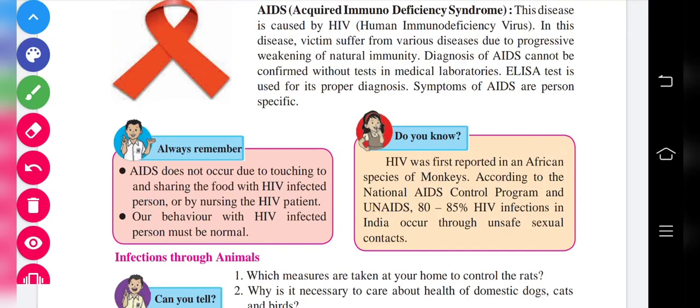Do you know that HIV was first reported in a species of monkey in America? According to the National AIDS Control Program, 80 to 85% of HIV infection in India occurs through unsafe sexual contact. That is a very big share, and it is only for unsafe sexual contact. To avoid that, you will be safe from the disease.